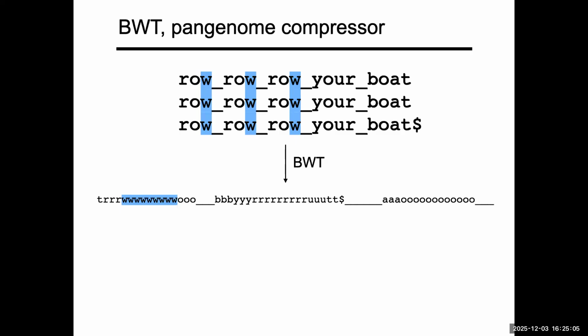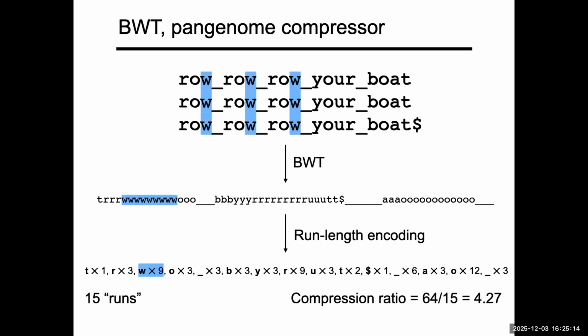It has lots of runs in it, where a run just means a lot of equal letters in a row. In fact, if we encode it according to the runs, using something called run length encoding, that just means that instead of writing these 9 W's in a row, let's not waste our breath writing it 9 times. Let's just write W times 9 as a little placeholder for how many times W occurred. If we do that to this string, then we end up with these 15 things, right?